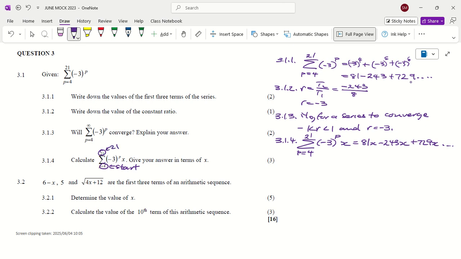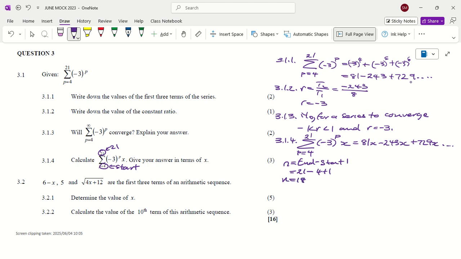And we know the number of terms is end minus start plus 1. Our end is 21 minus our start is 4, and then plus 1. So how much is that? So n is equal to 18.